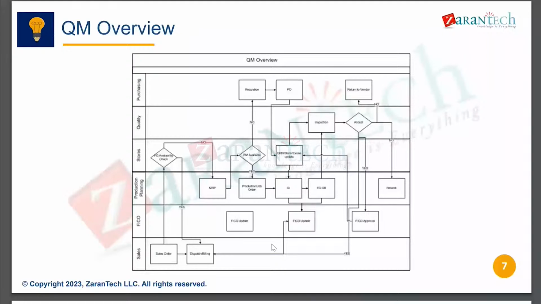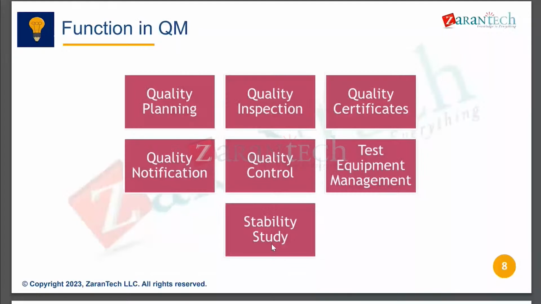Okay, so these are the different functions in QM. Quality planning, where you will define your master data and how you need to plan for a particular product. And quality inspection, how you need to inspect. We have different stages like incoming material inspection, finished goods inspection, delivery inspections, and if there are any ad hoc inspections, that kind of inspection will happen in the quality inspection phase.